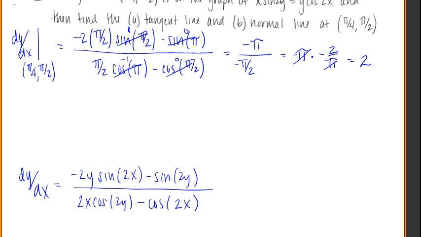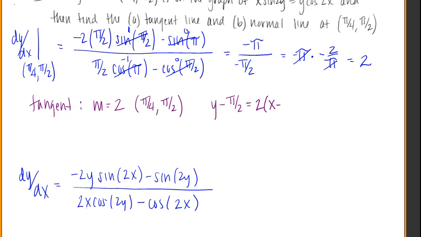A negative times a negative is positive, so our slope is 2, specifically at those 2 points. Okay, 2 things. We've got to find the tangent line, and then we're going to find the normal line. So the tangent line is always the parallel line, so it always uses the exact same slope. And then we have our point, pi over 4 and pi over 2. So y minus the y value is equal to our slope times x minus the x value. So y is equal to 2x, and if we have 2 times negative pi over 4, it's a negative pi over 2 plus a pi over 2, and those cancel off.